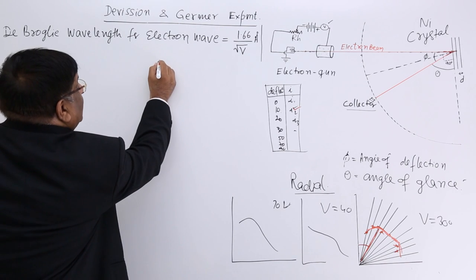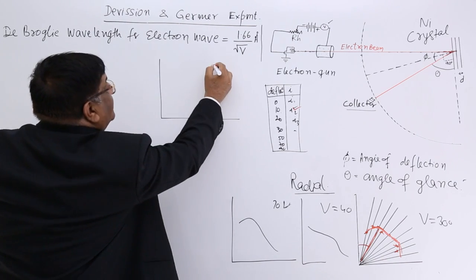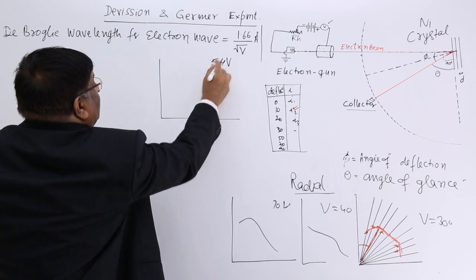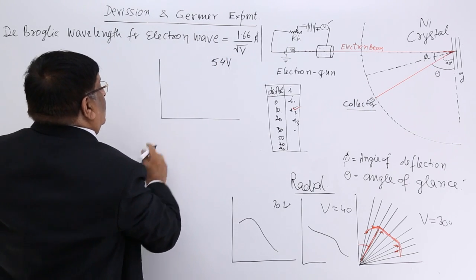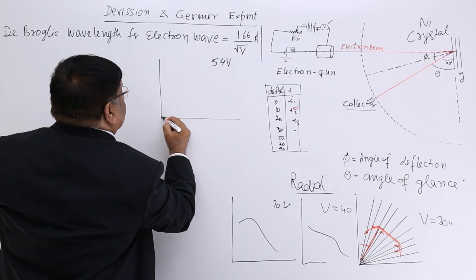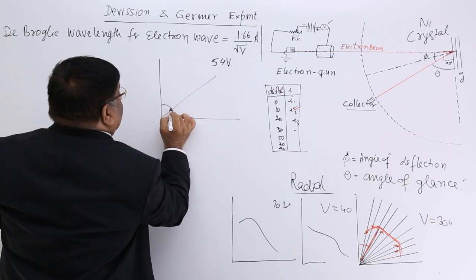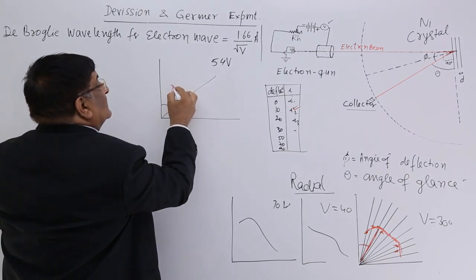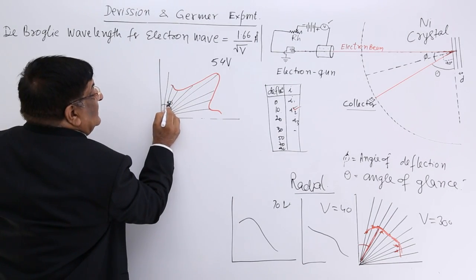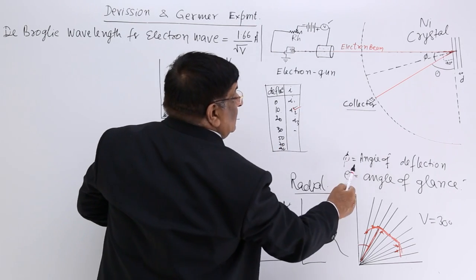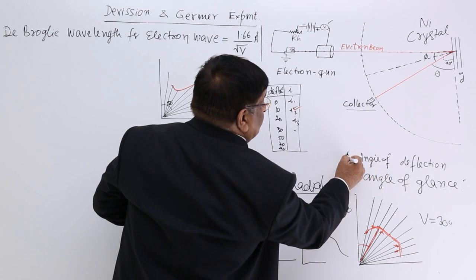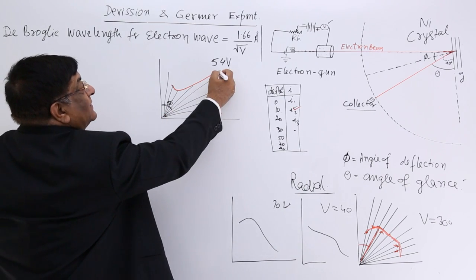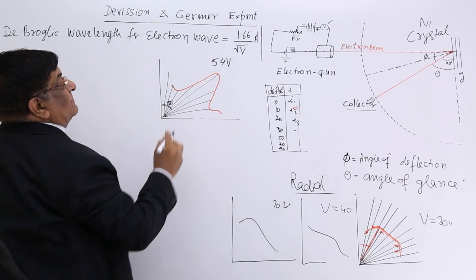Then for a particular voltage which was 54 volt, we got a beautiful graph, and that graph was, say this is 50 degree. That graph was like this. At this angle, 50 degree of angle of deflection, we find the electron density is maximum.